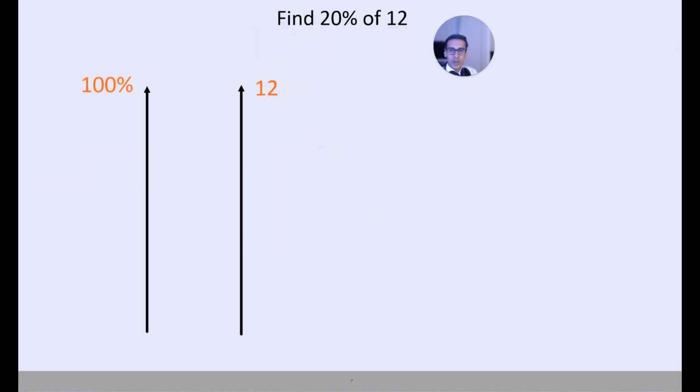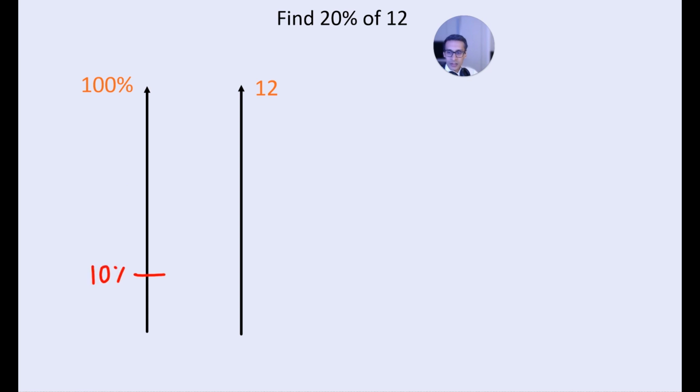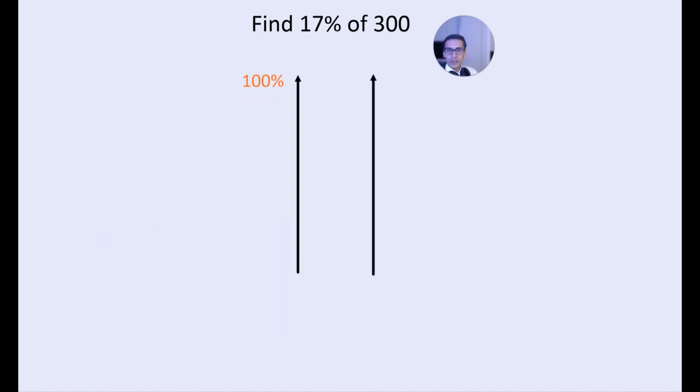Okay, so try the next question to find 20% of 12. The start has been given to you, the diagram. Hopefully you've done this. We're going to check this out now. 10% is 1.2. 20% is going to be double that. So double 1.2 is 2.4. So 2.4 is your answer. Hopefully you got that. And the final warm-up question is to find 17% of 300.